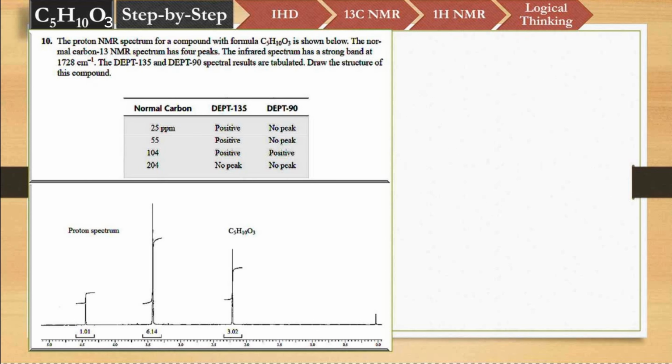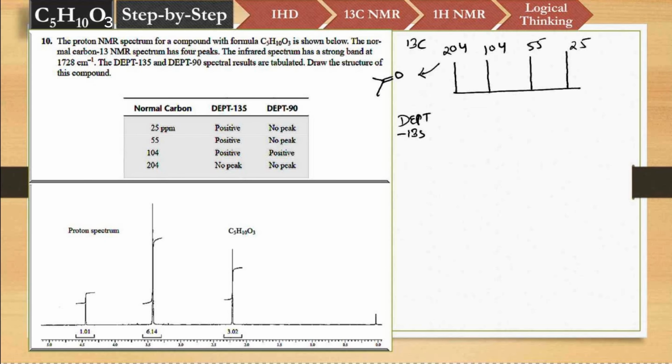So let's put the 13C in graphical form. So this signal, let's say, is 25 ppm, this one 55 ppm, this one 104, and this is 204. The signal at 204 belongs to the keto group, the carbon of the keto group. Now we will see DEPT 135.